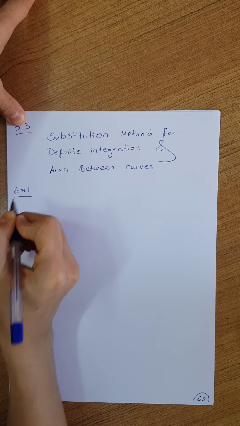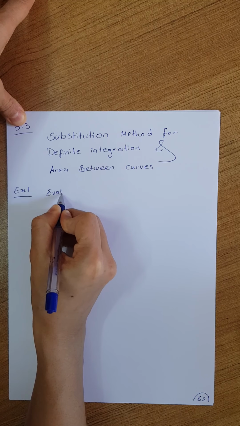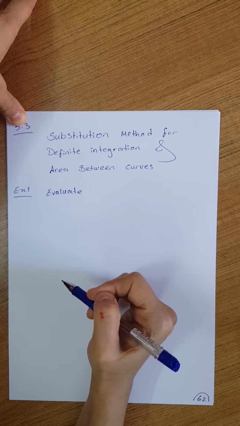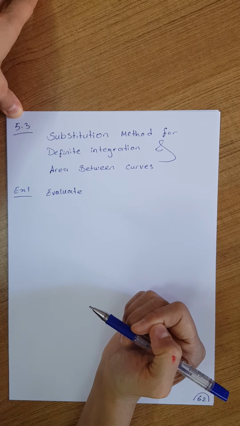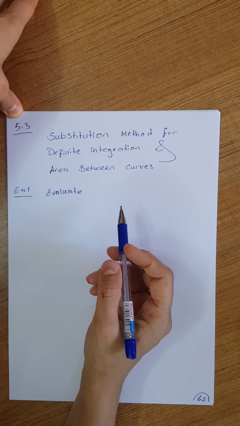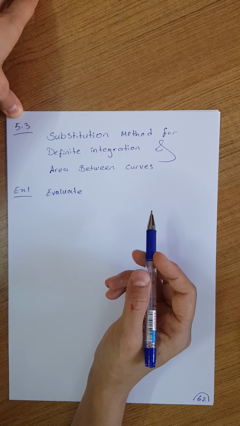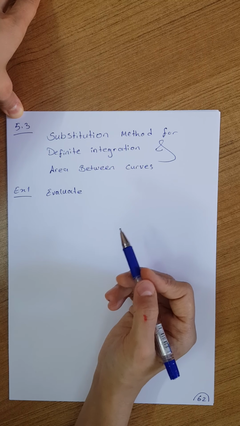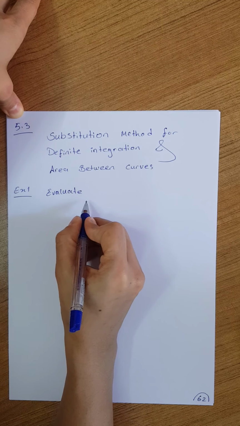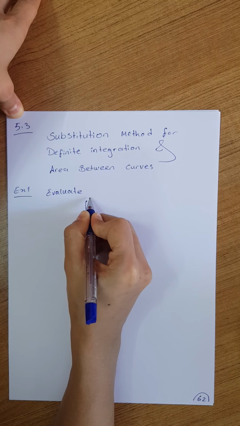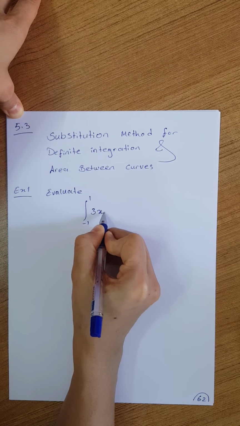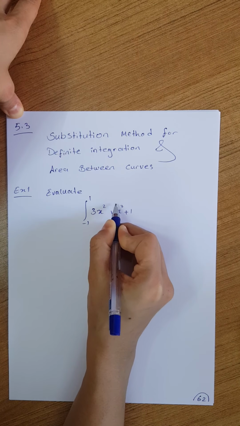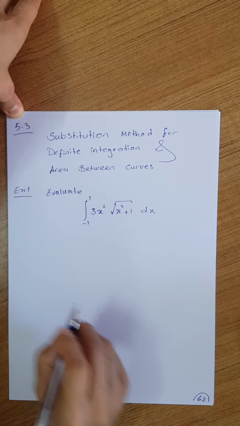Okay, example 1, we have got evaluate. Look, I'm not writing the substitution method of definite integration because you're doing the same steps that we did previously for section 4. But instead of stopping at a point and making it plus c, in definite integration we do not have plus c. You will get a result out, not a function plus c. So we have got evaluate the integration from -1 to 1 of 3x squared, and under the square root we have got x to the power of 3 plus 1, all dx.